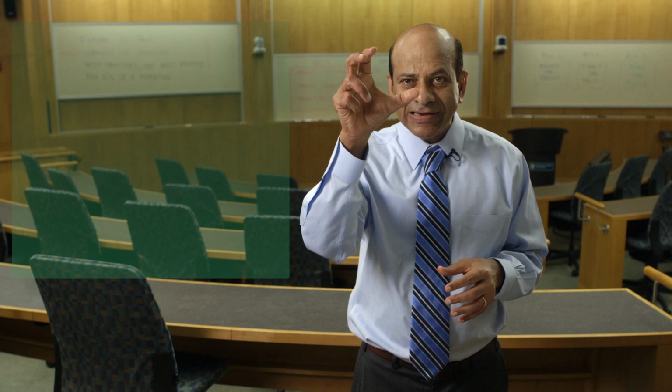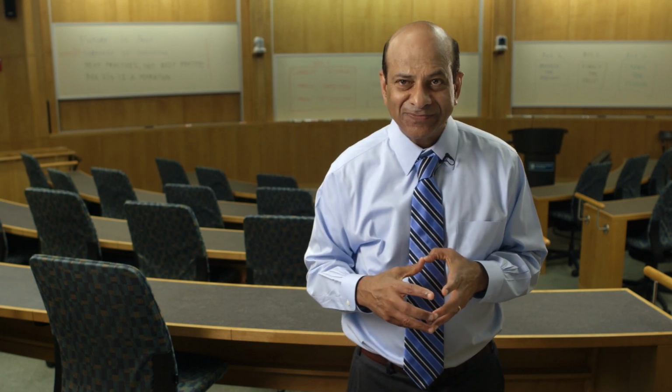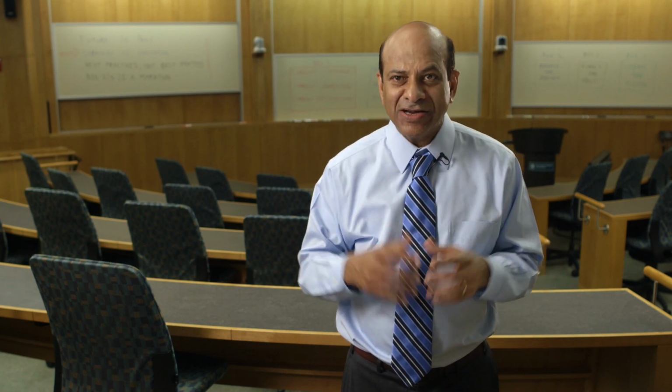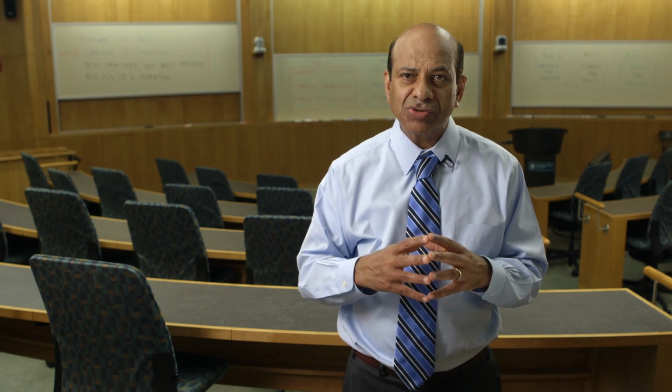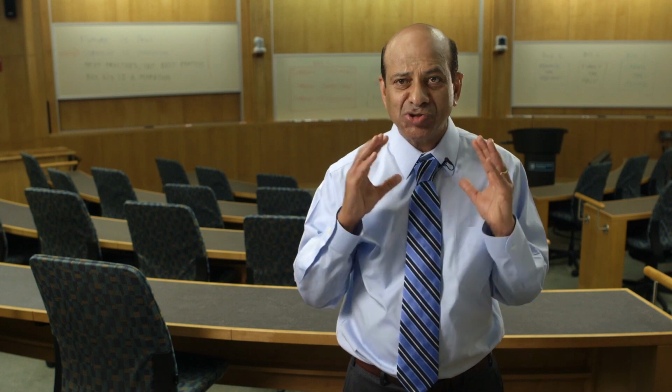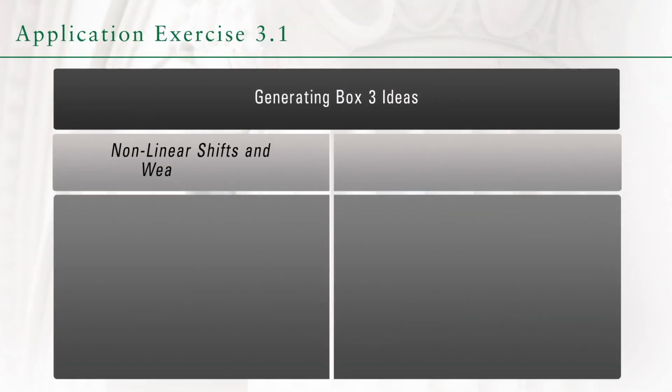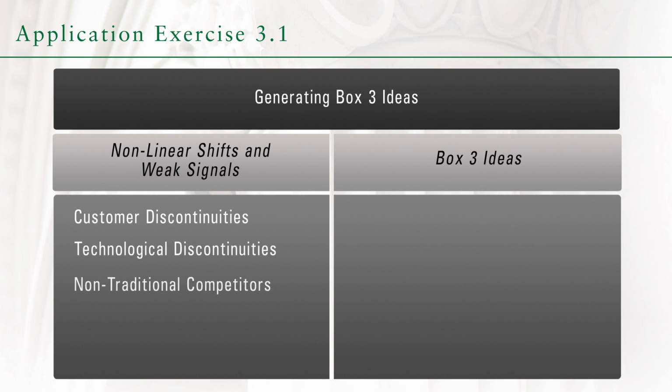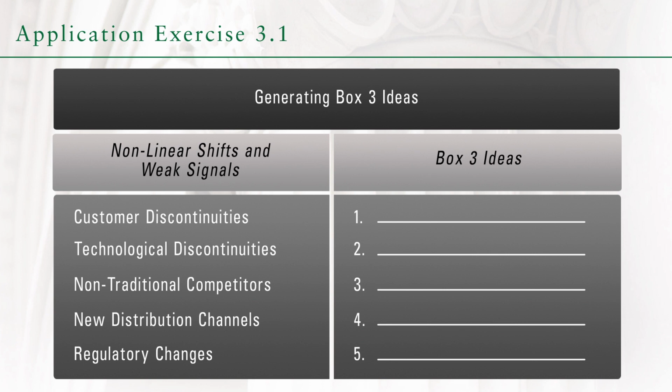Then once you have got an inventory of nonlinear shifts, the second step in generating box 3 ideas is to brainstorm and come up with as many box 3 ideas as you can. Typically, a box 3 idea lies at the intersection of 2 or more nonlinear shifts. So once you've got a list of nonlinear shifts, you ask yourself, if 2 or more of these nonlinear shifts were to happen, is there a box 3 opportunity?